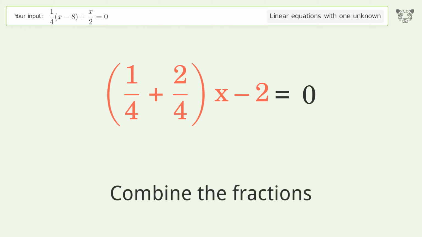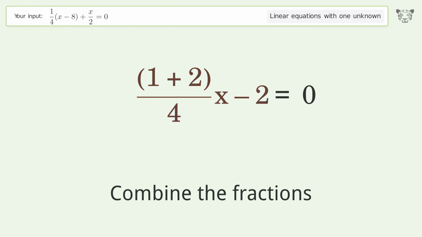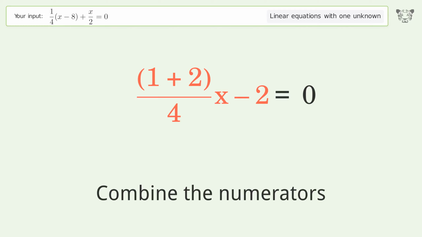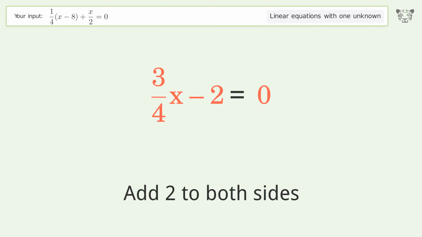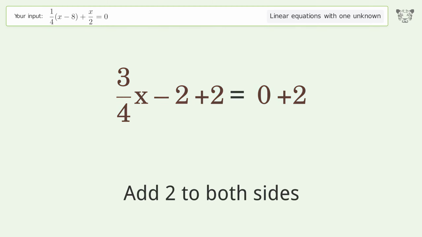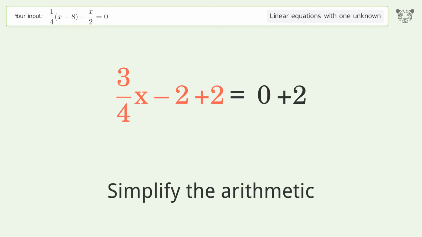Combine the fractions. Combine the numerators. Group all constants on the right side of the equation. Add 2 to both sides. Simplify the arithmetic.